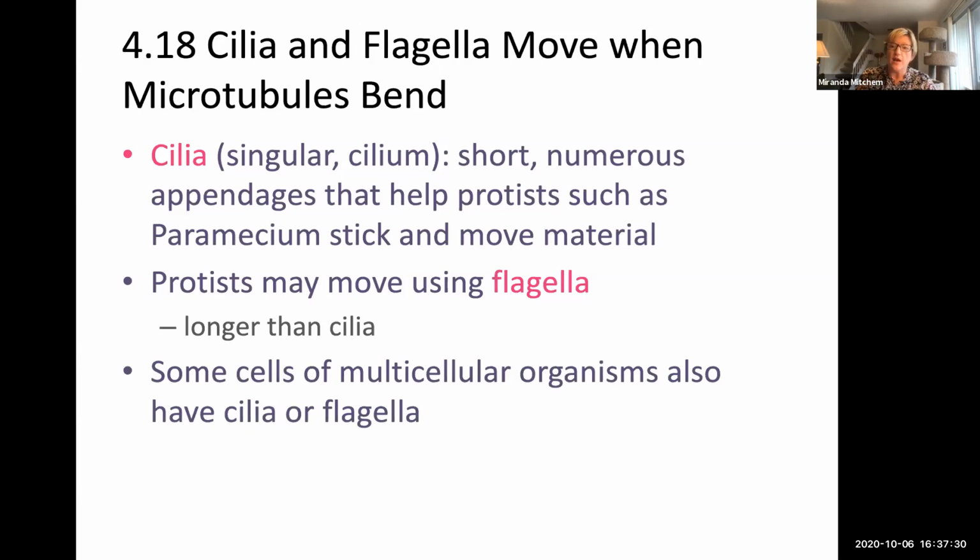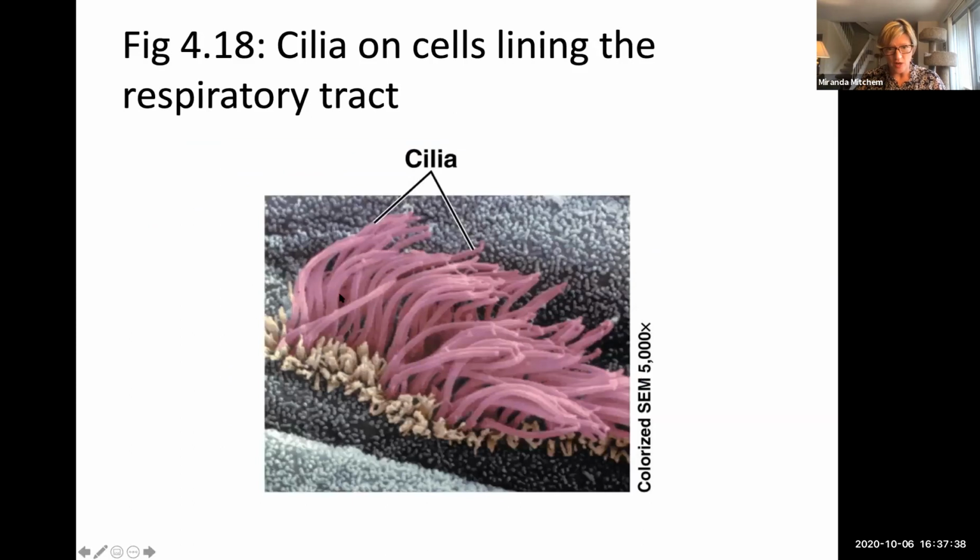So some of our cells and tissues can have cilia as well. Prokaryotes can have them, but so can we. So this is a picture of stained cilia in the human respiratory tract. And you can see how they're all pointing one direction.